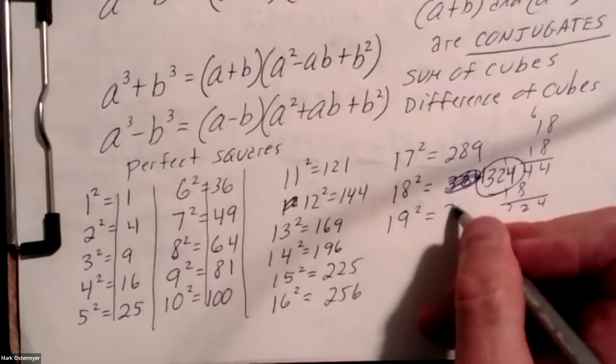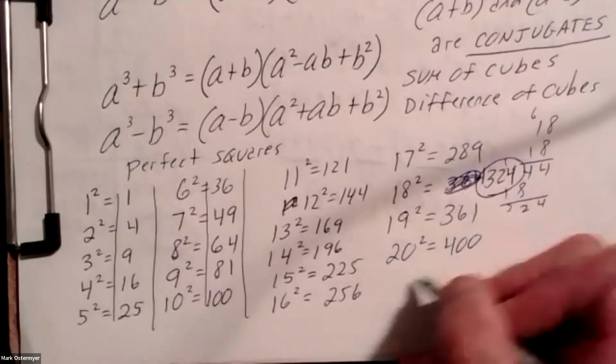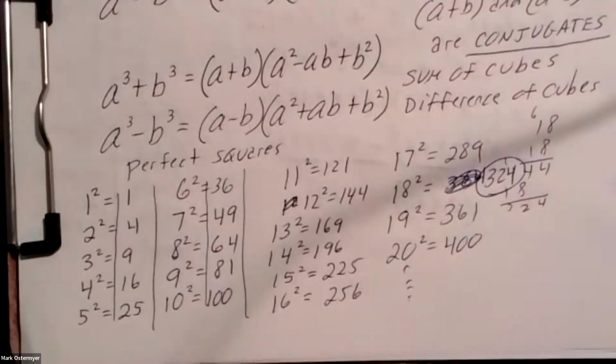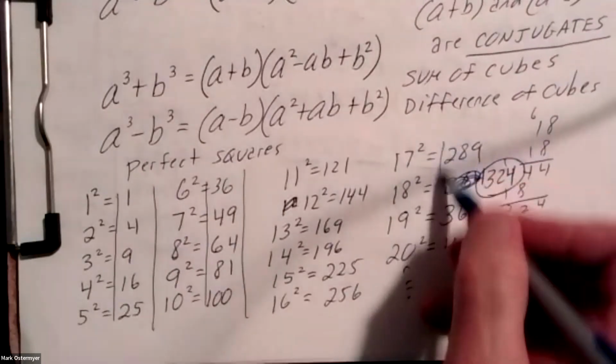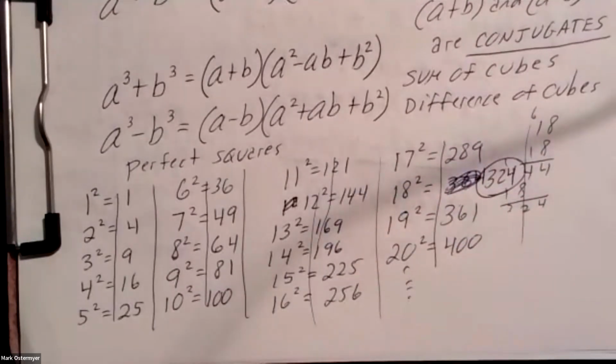324 is the perfect square of 18. 361 is the perfect square of 19. 20 times 20 is 400. And on this list goes forever. So these are the first 20 perfect squares here. By being exposed to them, that might help your cause. All these numbers to the right of the equal signs are perfect squares.